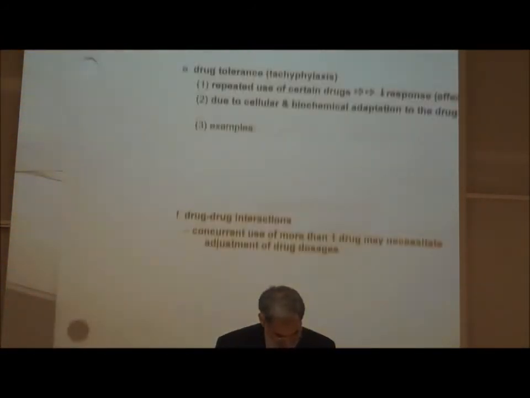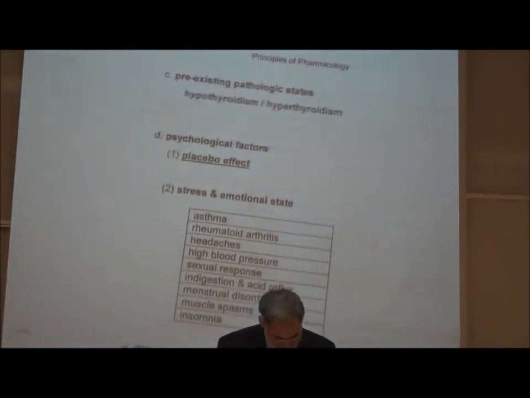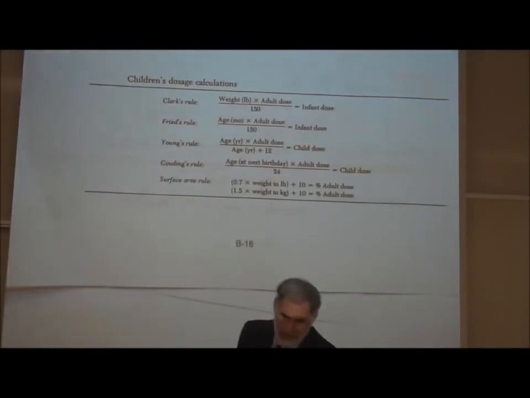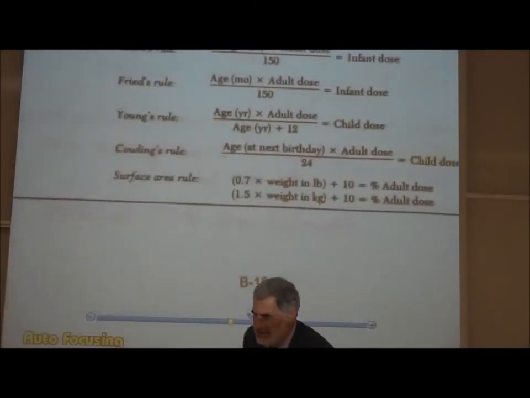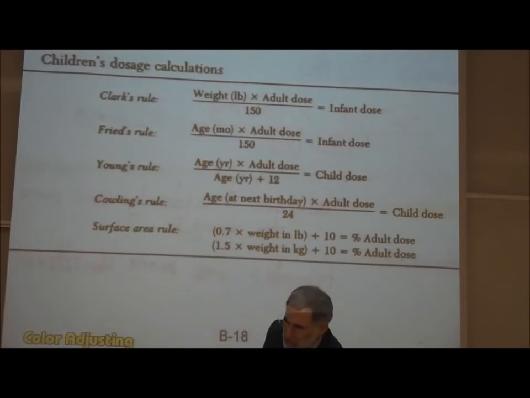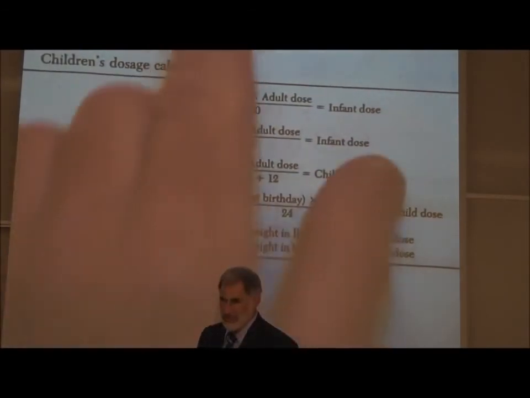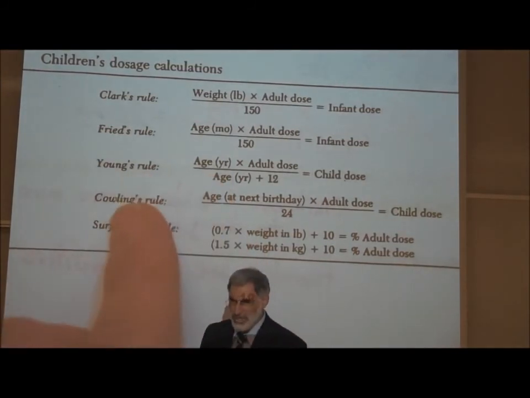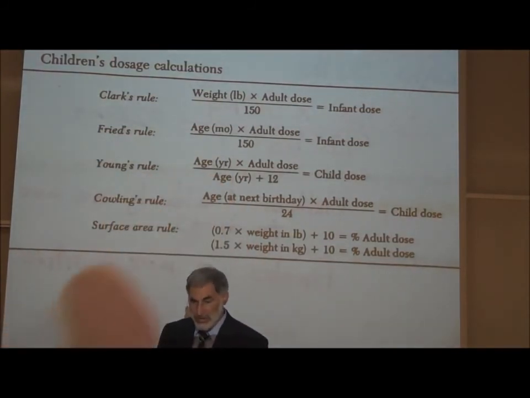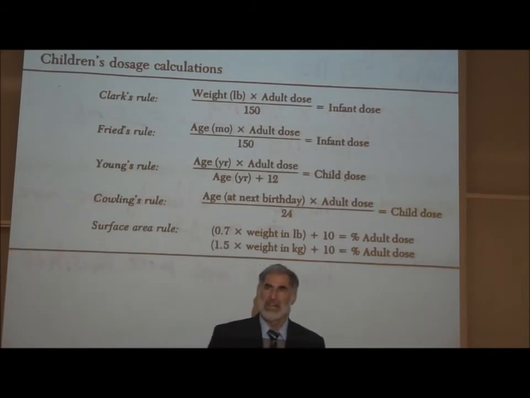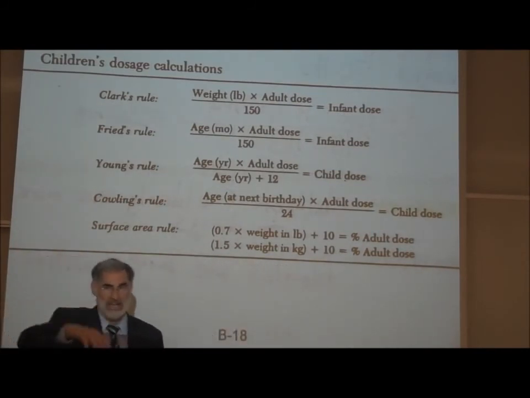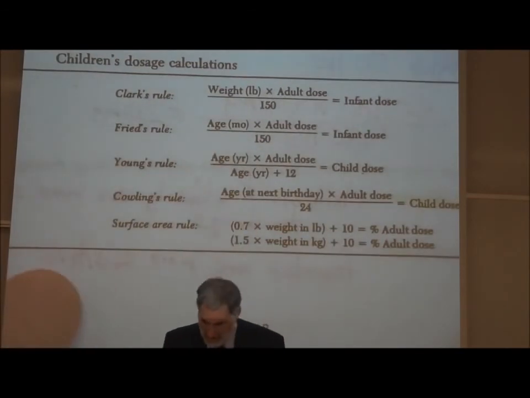So we have to look. Now, on page B19, incidentally, on B18, you'll notice there are a whole bunch of different formulas. I'm not asking you to know these, but there are a whole bunch of different ways of adjusting the dose of a drug. The only one I mentioned was Clark's rule. But there's Fried's rule, Young's rule, Cowling's rule, and the surface area rule is probably the most accurate. That's because surface area takes into account not only the weight, but the height. It takes into account everything.